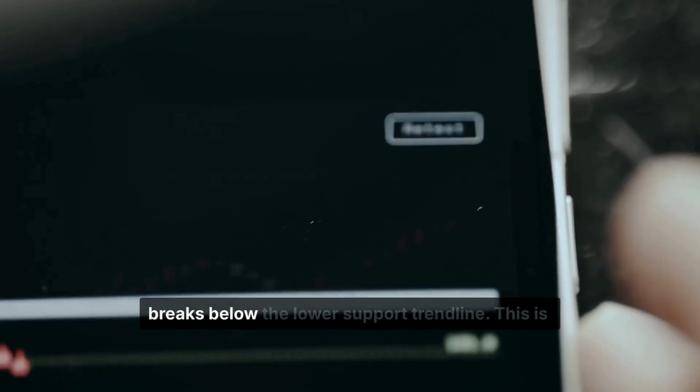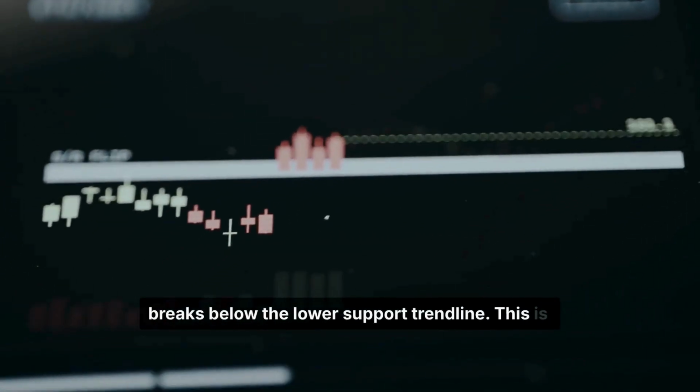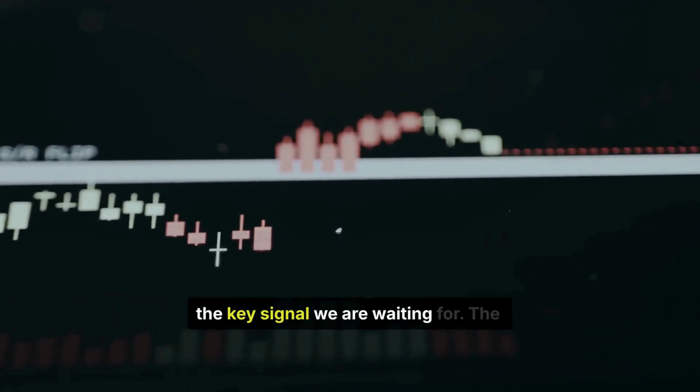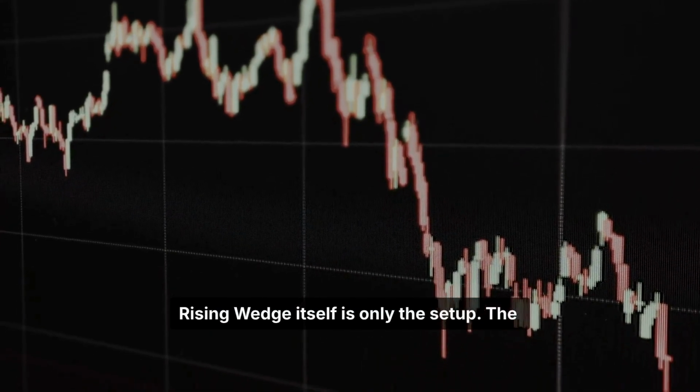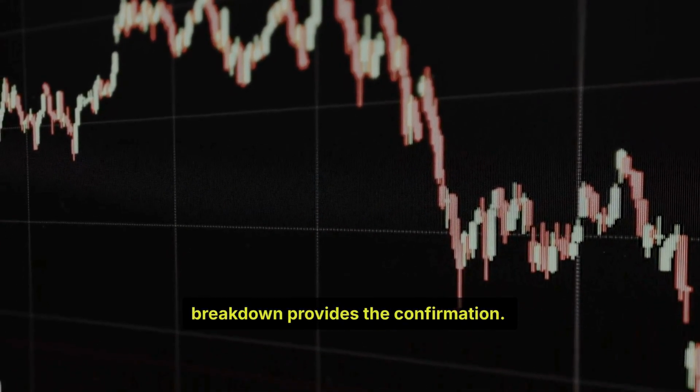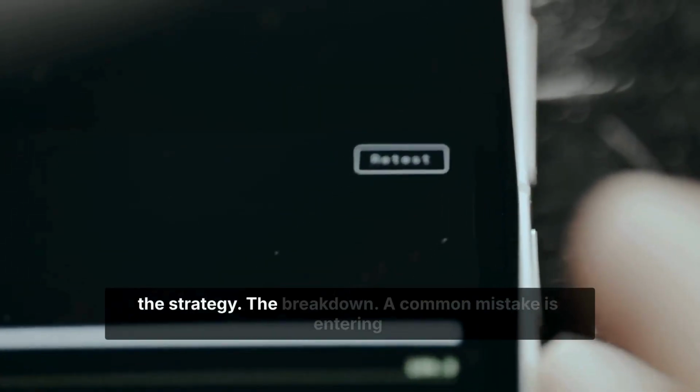Price breaks below the lower support trend line. This is the key signal we are waiting for. The rising wedge itself is only the setup. The breakdown provides the confirmation. This is the most important part of the strategy.